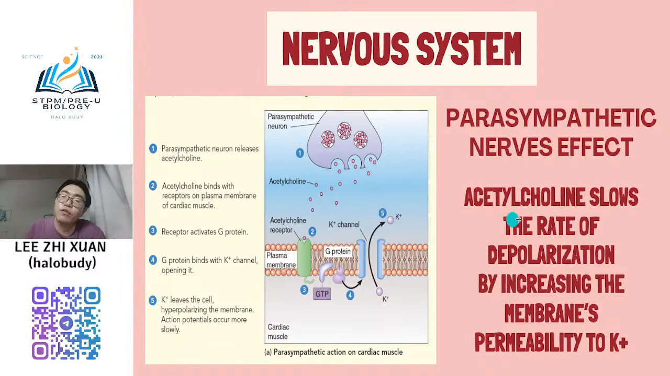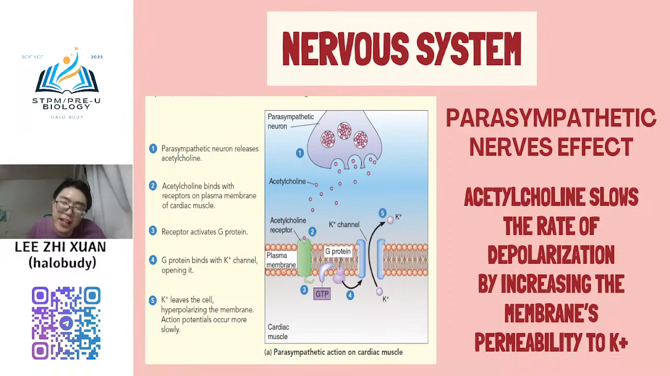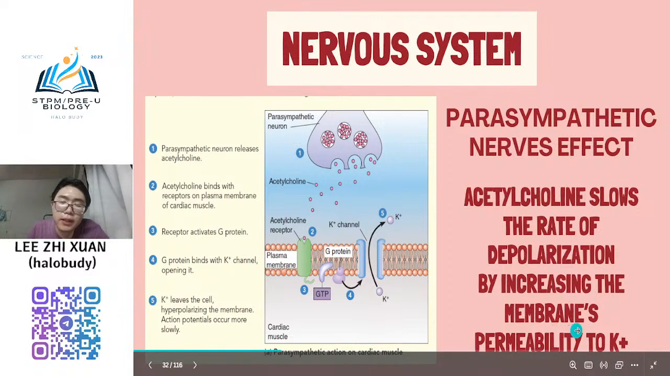Okay, so what is the function of acetylcholine? The key function of acetylcholine is to decrease the rate of depolarization by increasing the membrane permeability to potassium ion. Depolarization is a key term that you learn in chapter 3. Hold on first. Maybe you can take note: what is meant by depolarization? You can search it yourself, but I will hold on first because I will teach you chapter 3 in future.